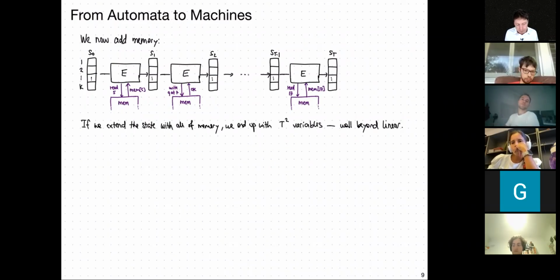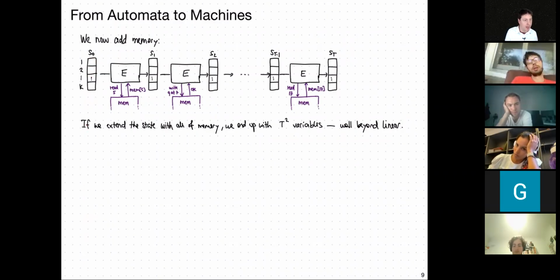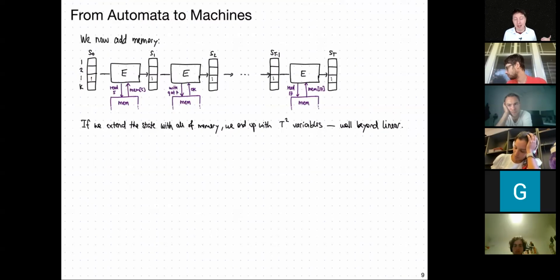And so if we extend this state with the memory, we will end up with t-squared variables that is beyond linear, right? So we cannot just say, okay, let's just take the machine and reduce it to an automaton by extending basically this state by the whole memory. Now we're carrying the whole memory at every time step, and we'll get a big square that is t by t, right? That is not a good way to handle memory, okay? It will make it impossible for us to achieve a linear size proof if we already create a quadratic blowup at the very beginning.